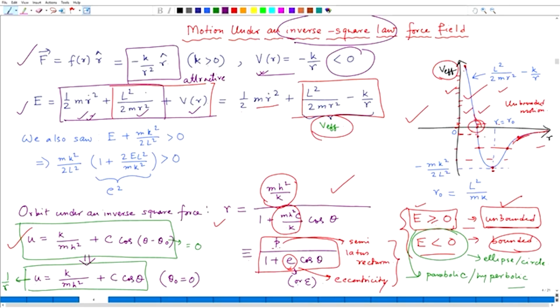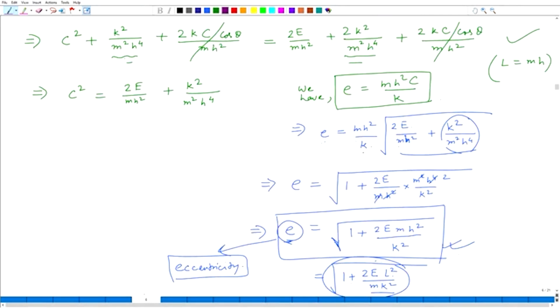Now, we have already discussed something in the previous lecture, just to relate the total amount of energy. If the total amount of energy is positive or 0, then the particle will exhibit an unbounded motion with a parabolic or a hyperbolic orbit. If the total energy is negative, then the particle will show a bounded motion with an elliptic or, as a special case, a circular orbit.